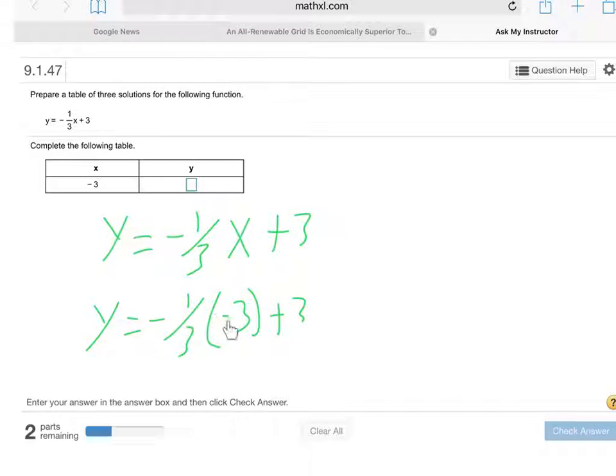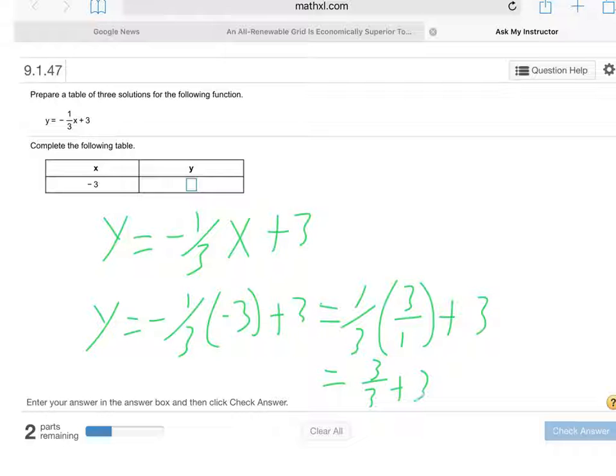Well, first thing I know, a negative times a negative would be a positive. So the product of two negatives here would be a positive. I went ahead and put this 3 over 1, so 1/3 of 3 is going to be 1, or you could multiply the numerators, and that would be 3, multiply the denominators, that would also be 3. So you could call this 3 over 3 plus 3, which is 1 plus 3, which is 4.